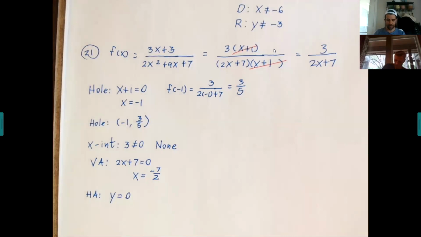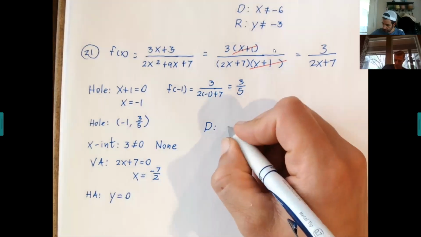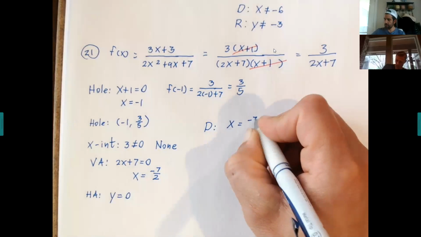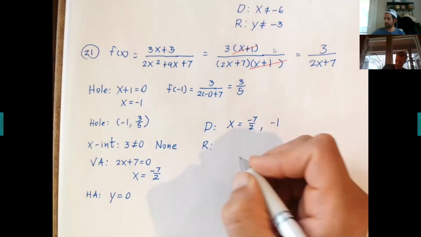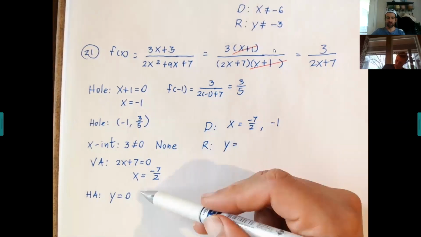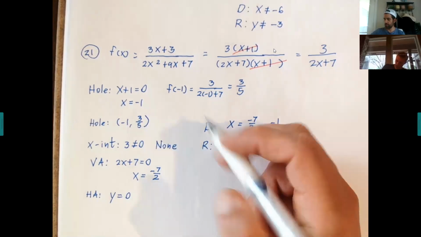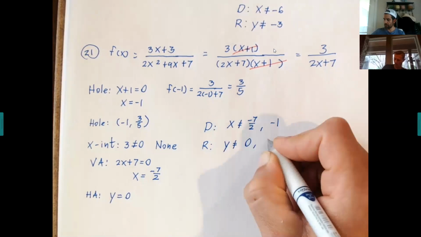Okay? And then finally, the domain would be x cannot be equal to the x-coordinate of the hole, and x cannot be equal to the vertical asymptote. So x cannot be equal to -7/2 and -1. And the range, same thing, it cannot be equal to the horizontal asymptote, which is 0, and also it cannot be equal to the y-coordinate of the hole. So y cannot be equal to 0 and 3/5.